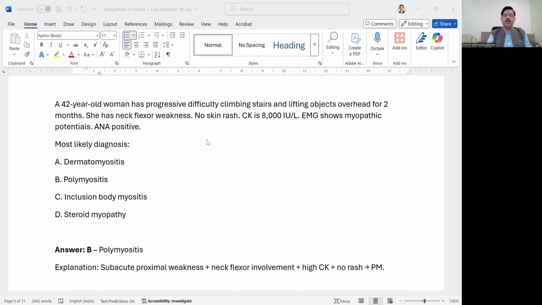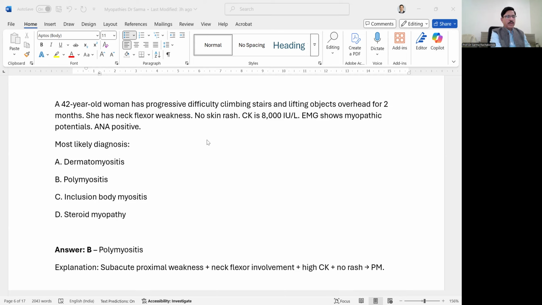Dermatomyositis is even in the elderly. Polymyositis is the middle age group. Woman, progressive difficulty in climbing stairs, lifting objects over the head, and she has neck flexor weakness, also very important. So, no skin rashes are there. That's very important to rule out dermatomyositis. CK is moderately elevated. EMG shows a myopathic pattern. The answer is B.